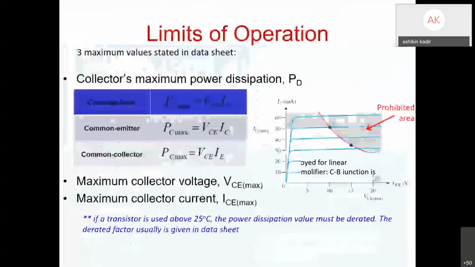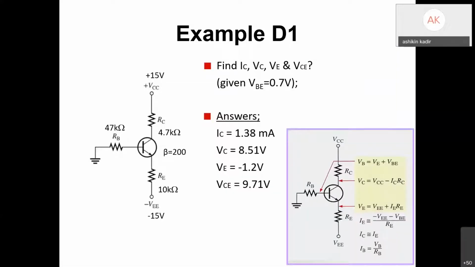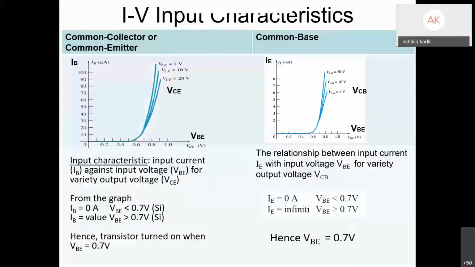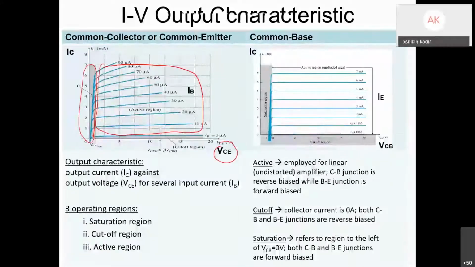All right, here is another example. For this one, you just apply the KVL across this node from VCC to VEE, then you can find the answer. This one you can try later. I want to focus on the next one.